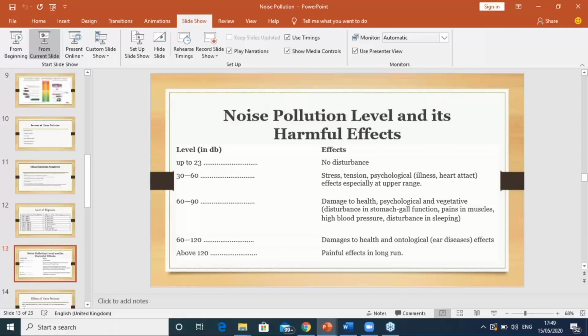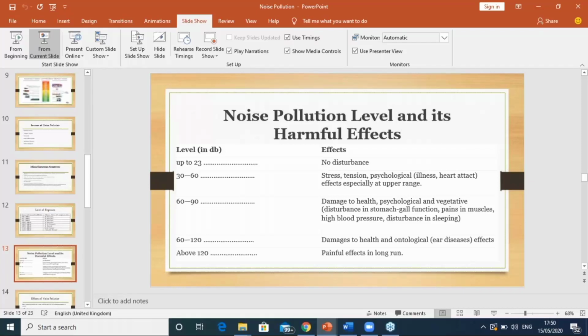Noise pollution level and its harmful effects. Sound level up to 30 decibel, no disturbance. Between 30 and 60, it causes stress, tension, psychological disorders. The noise begins to stress you out, it causes tension, and you start feeling some psychological effects: restlessness, imbalance, constant anger, and stuff like that. Those are the things you feel.